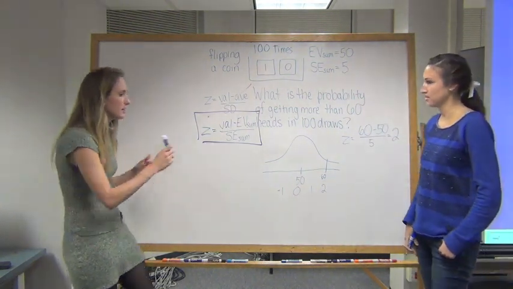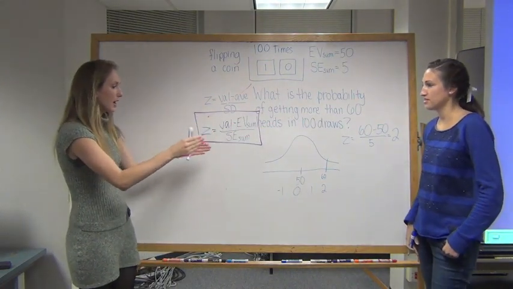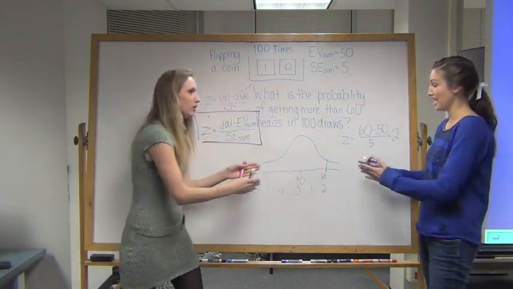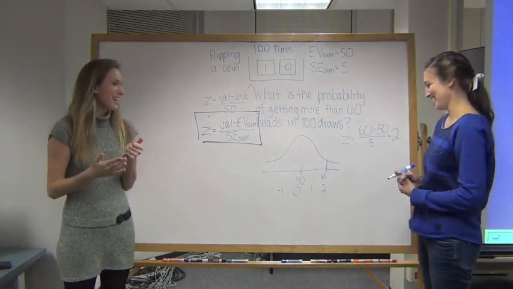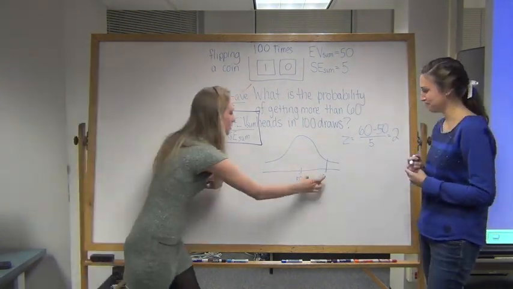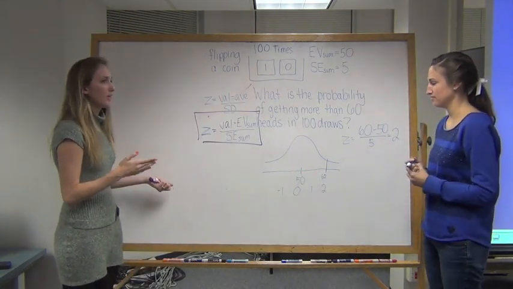Oh, so the 60 represents two standard errors away from the average. Exactly, away from the expected value. It's hard to get out of that lingo. Exactly. So 60 is two standard errors away from our expected value. So that's how we would plot it on the normal curve.